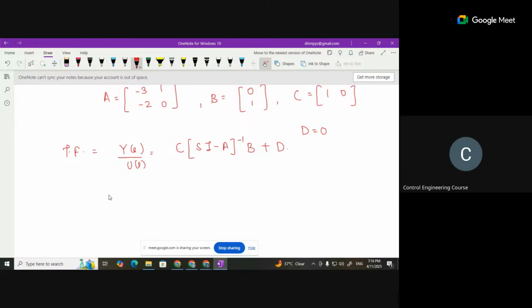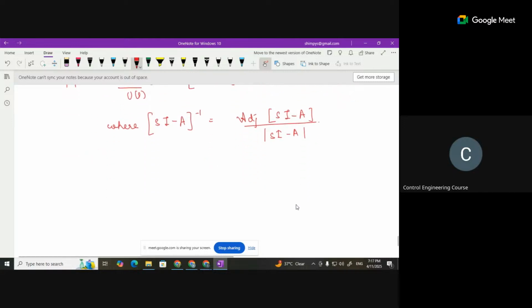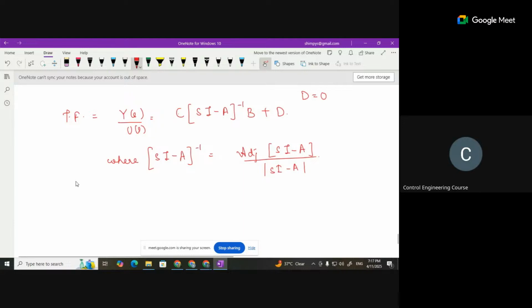Where (sI - A) inverse is adjoint of (sI - A) divided by the determinant of this. So how to find out the adjoint of (sI - A)? That we have discussed earlier. First, you have to find out the cofactor matrix. Then you have to find out its transpose. That will give you the adjoint.